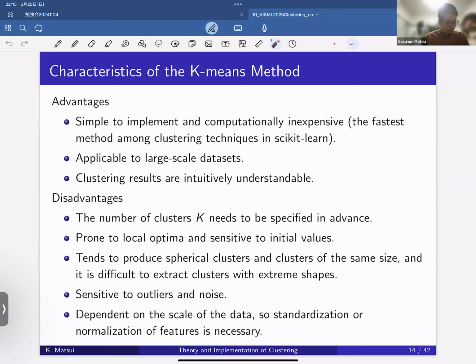Furthermore, it depends on the scale of the data, that is, the size of each feature. This is the same as the k-nearest neighbor method. Since we calculate distance, it depends on the size of each feature. So standardization or normalization is necessary. This was the k-means method.